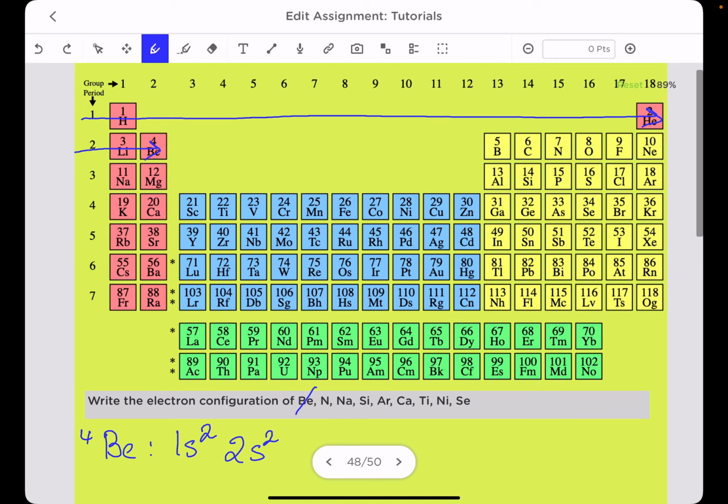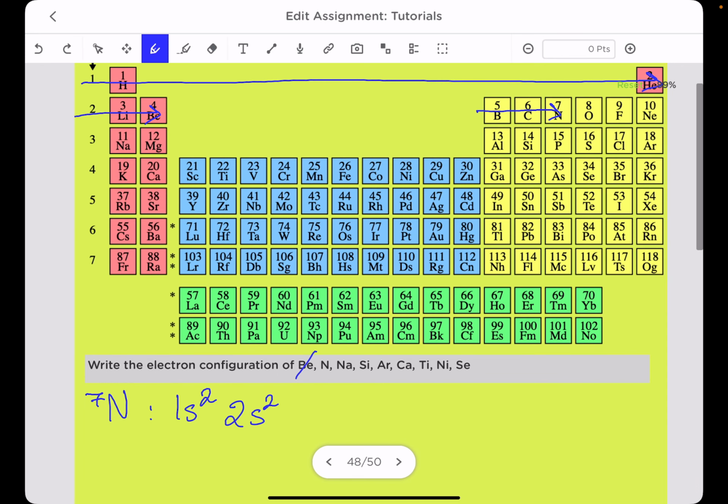Let's take the example of nitrogen. Nitrogen is over here, 7 electrons. So I'm going to erase here and write 7 electrons. I'll take everything where I stopped and then I continue till I reach nitrogen. So 1s2, 2s2, and then 2p, 1, 2, 3. So it's going to be 2p3.